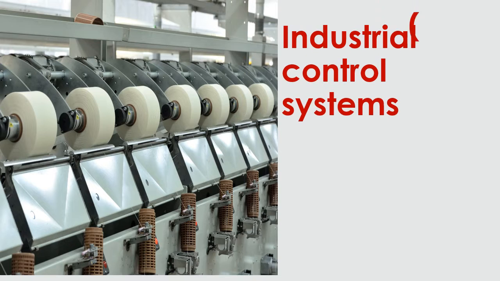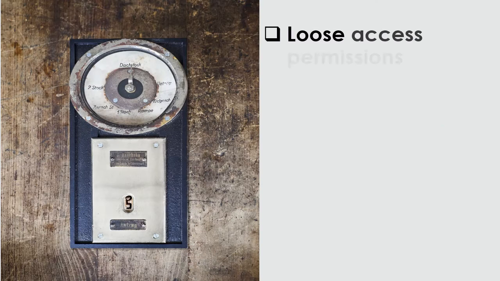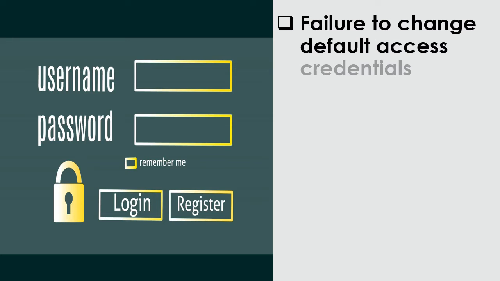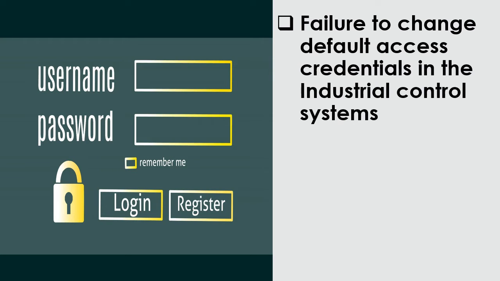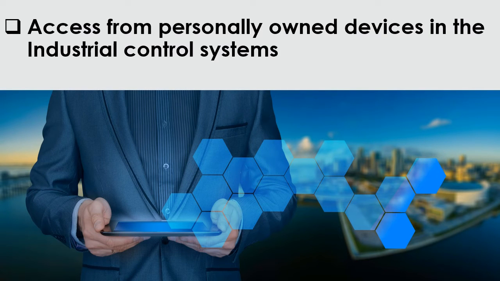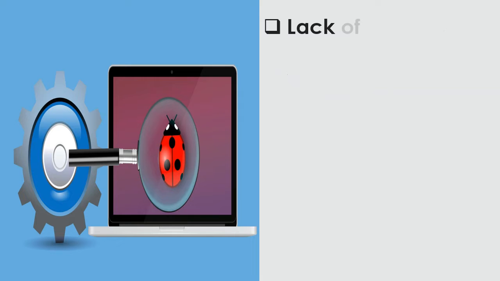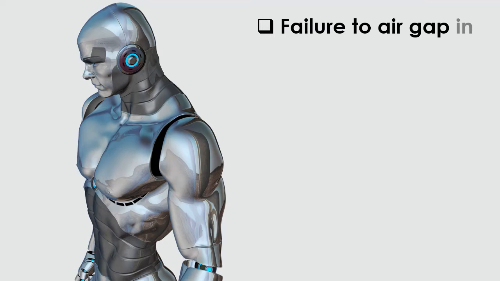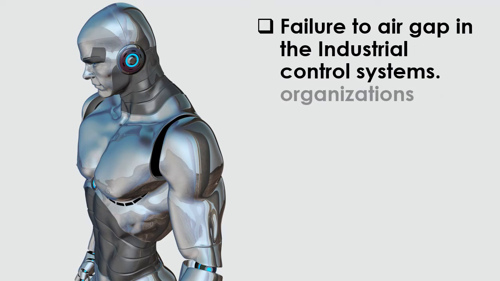Industrial Control Systems, ICS. Loose access permissions in the industrial control systems. Failure to change default access credentials in the industrial control systems. Access from personally owned devices in the industrial control systems. Lack of malware control in the industrial control systems. Failure to air gap in the industrial control systems.